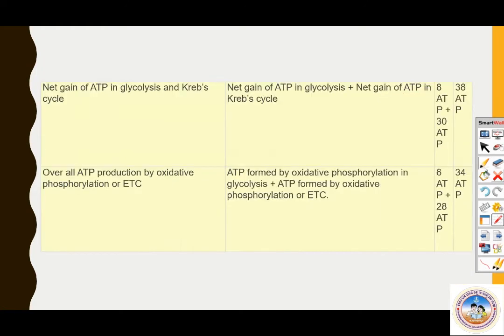See the same thing. Okay, so ATP in glycolysis. What happens, children, over here? 8 ATP plus 30 ATP. So totally how much did you get? 38 ATP. Now, in oxidative phosphorylation, what will happen? 6 ATP plus 28 ATP, so you get 34 ATP.